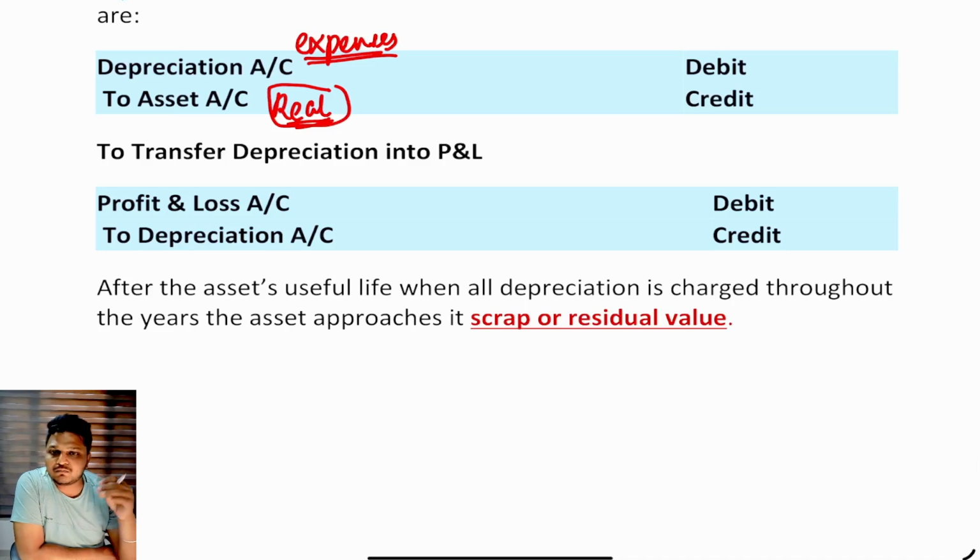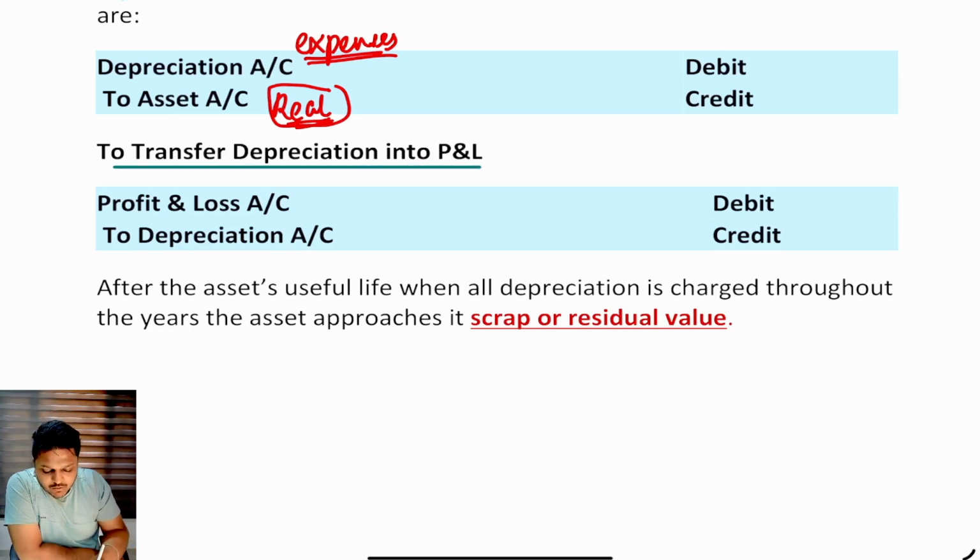After you have charged the depreciation to the asset account, it will be transferred to the profit and loss account. Now the profit and loss account will be debited because depreciation is an expense. What kind of expense? Non-cash expense. So the profit and loss account will be debited. And further, to reduce the depreciation account value to zero, the contra entry will be passed and it will be credited accordingly, right? So that is the scenario.